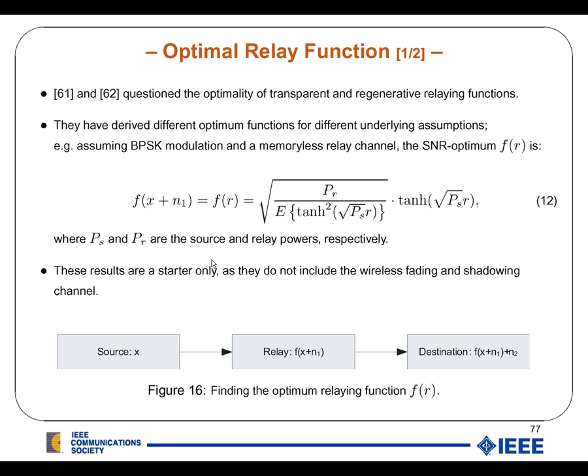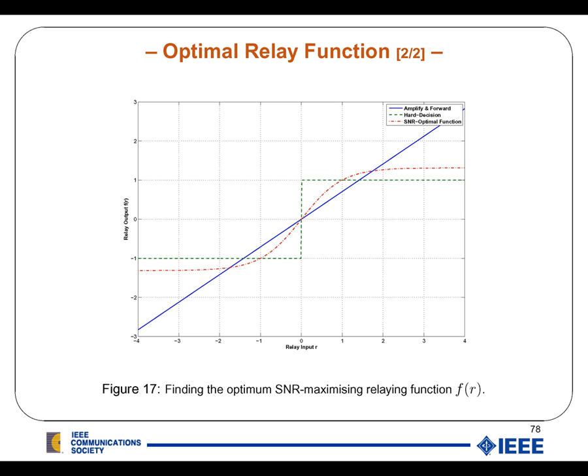Now that is just a starter in my opinion, because it does not include any fading nor any shadowing, but gives us a good insight into the optimality of the relay function. So we have here, if we depict the relay input-output relationship, where we relate the input to the output, I depict three cases. The first case is the amplifying forward protocol, which is a straight line as we expect because it just scales the input to the output.